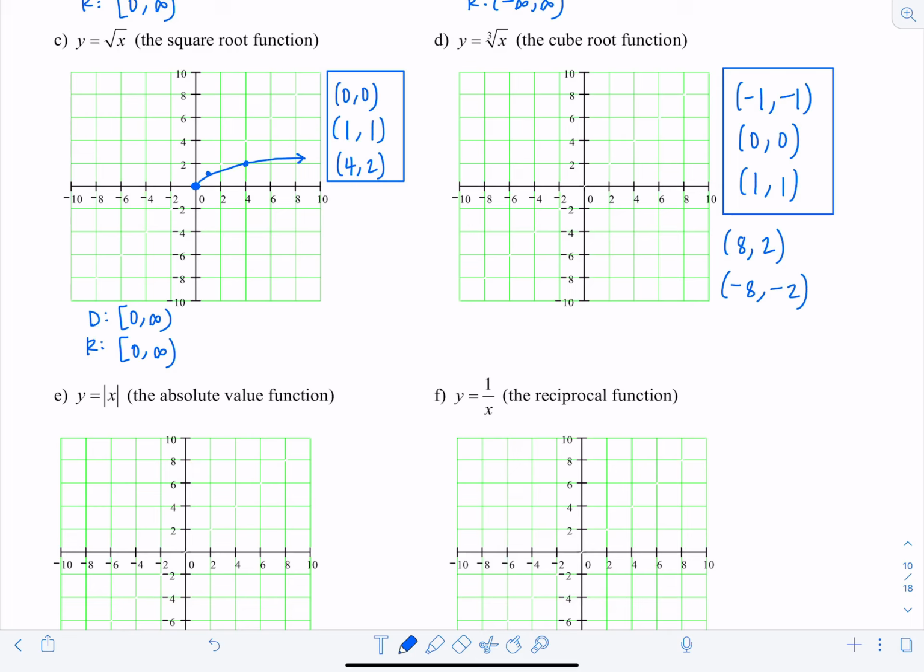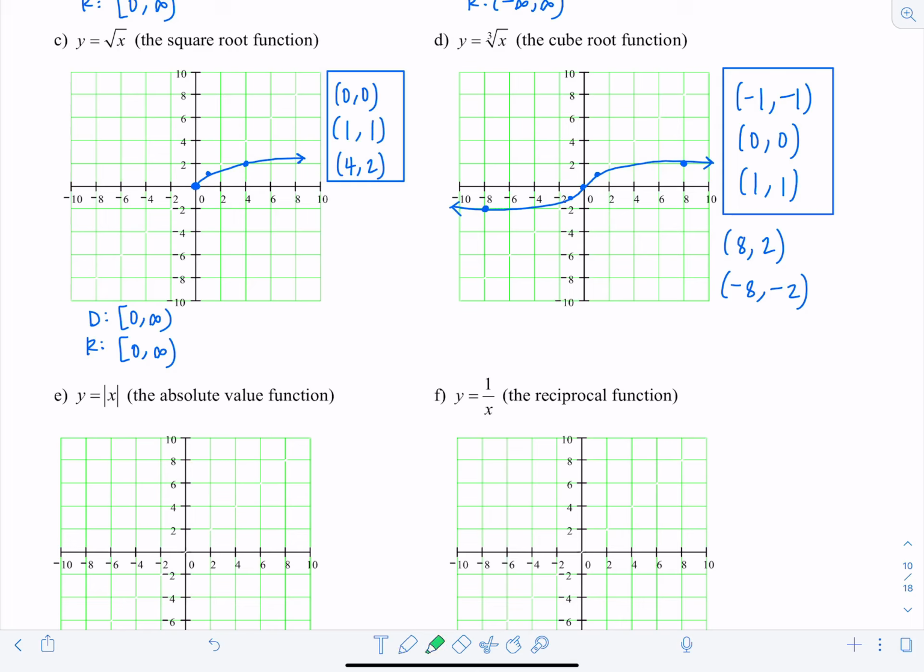So now let's see what's going on. We've got -1, -1, 0, 0, 1, 1. And then we have 8, 2, and -8, -2. You see how this graph, the cube root graph, looks like someone came and knocked over x cubed, right? After they reflected it. So it's more flat. It's not increasing as quickly.